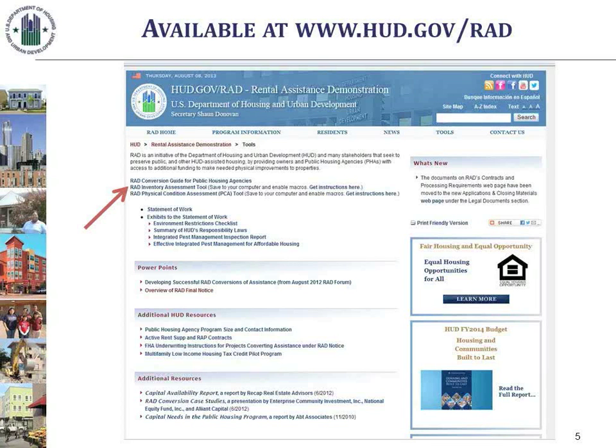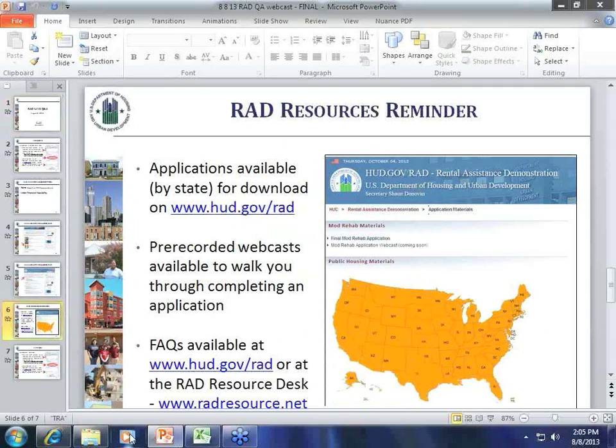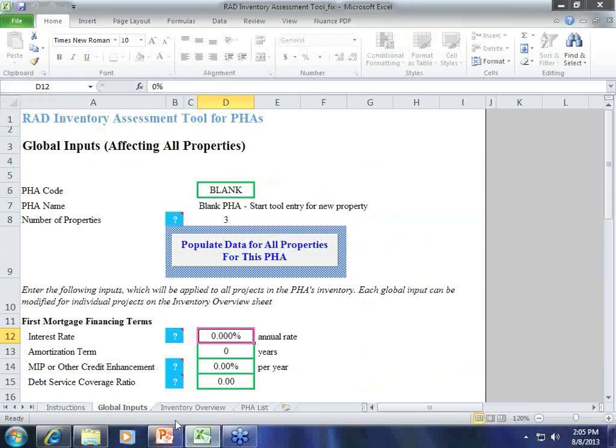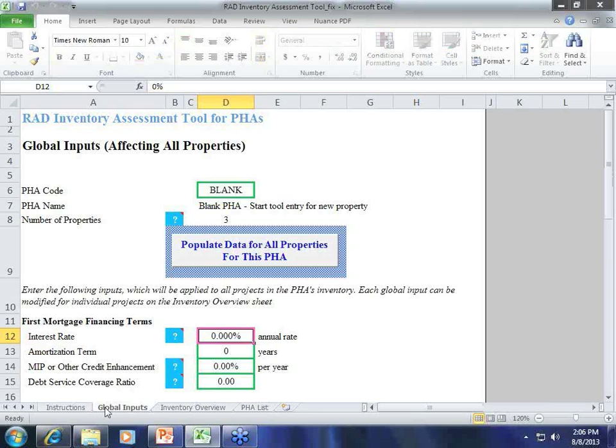So you've clicked that link, you've downloaded the tool, it's on your desktop, so let's go into the tool. The tool first opens with an instructions tab that, of course, explains a lot of the background of the tool, what its purpose is, where the data is coming from, and other useful information. Once you've read through the instructions tab, which I'm sure you'll do thoroughly, move to the Global Inputs tab. This is a tab that asks for some very basic information.